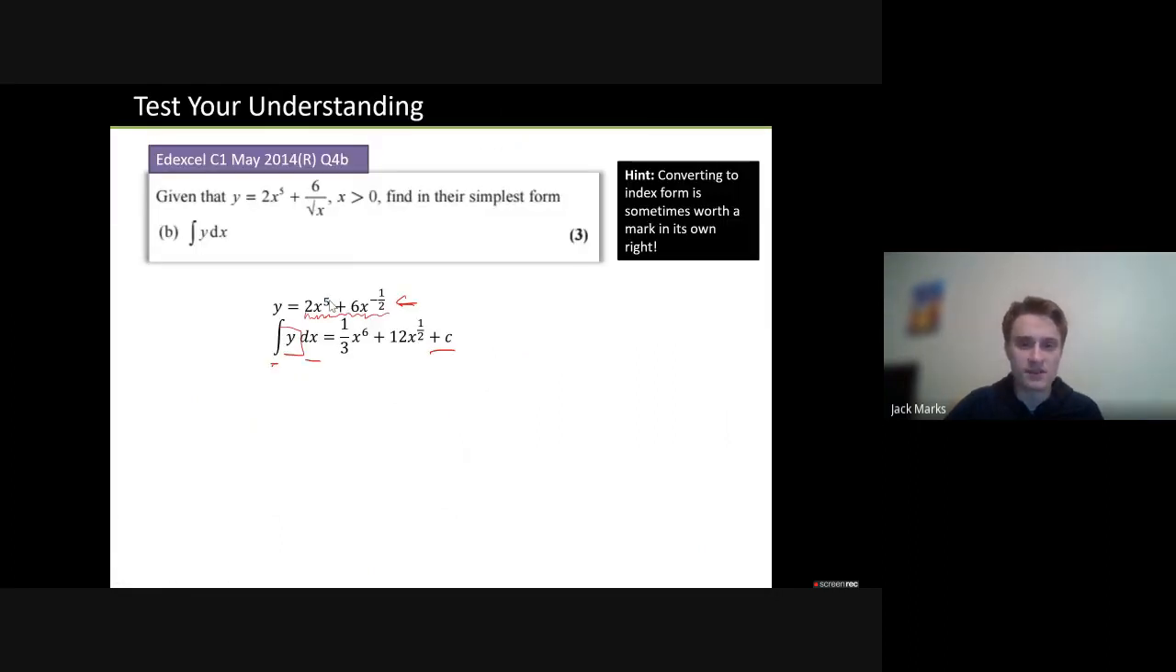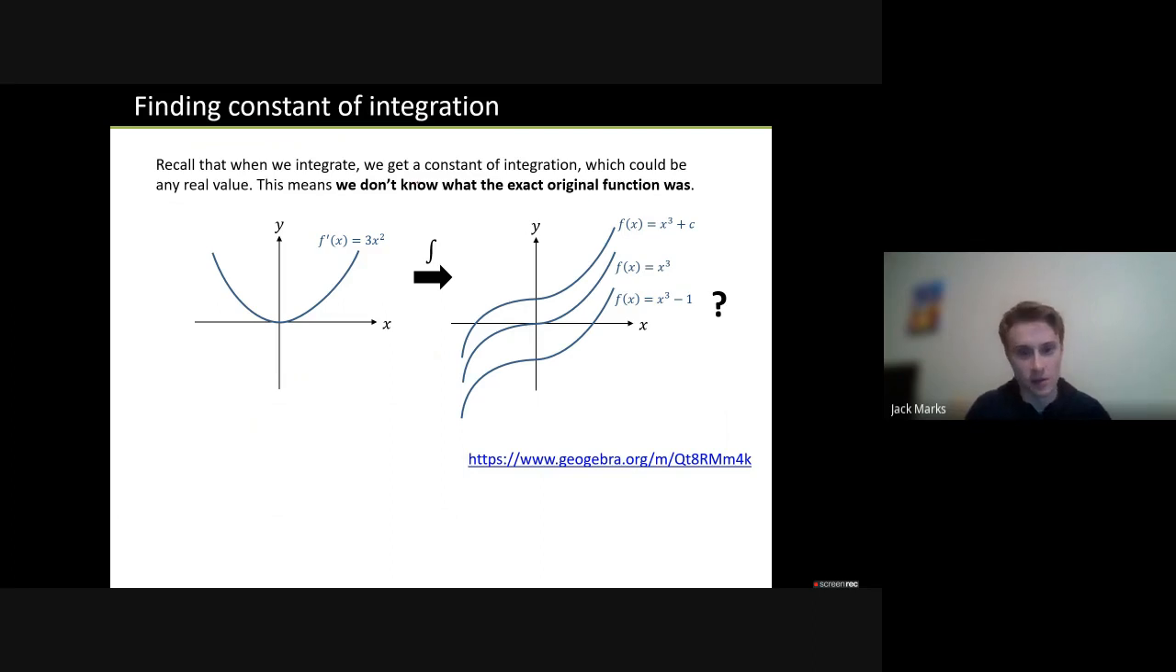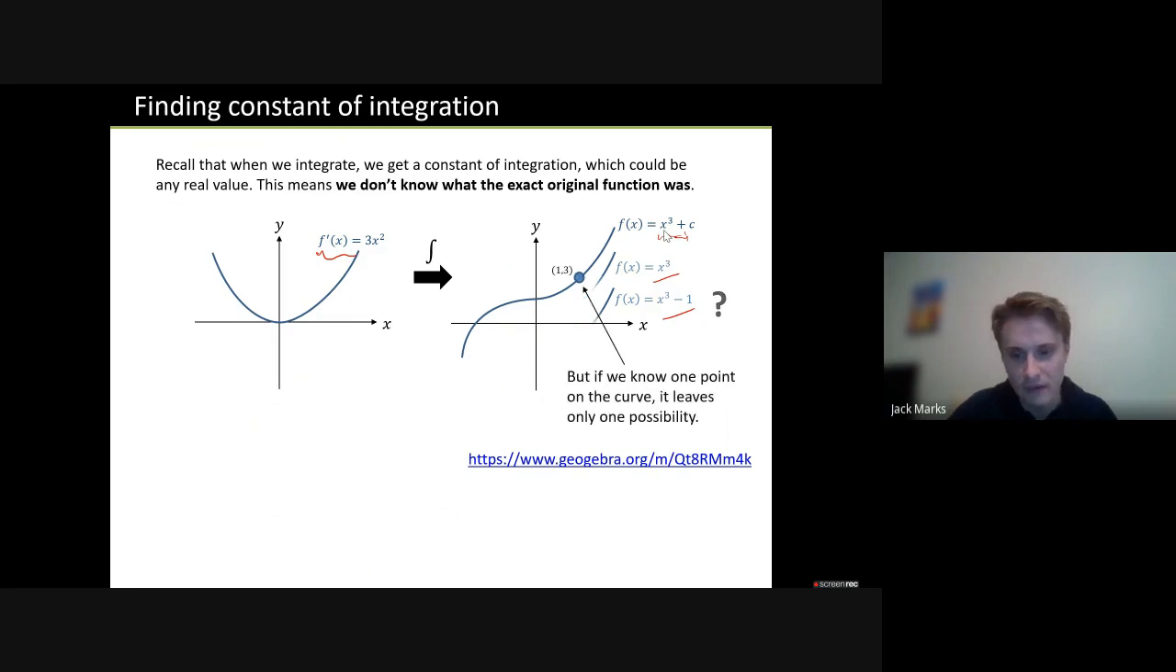Okay, so we've looked so far at writing plus c because we don't know how shifted up or shifted down the thing that we integrate is. But we can get past that. So imagine I wanted to integrate the gradient function 3x squared. Well, it could be x cubed, it could be x cubed minus 1. In general, we call it x cubed plus c when we don't know c. But if we knew that point there, we could eliminate these other possibilities. We could actually find what the c is.